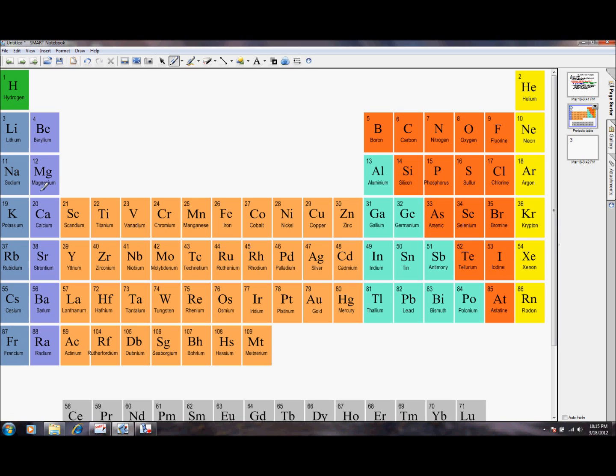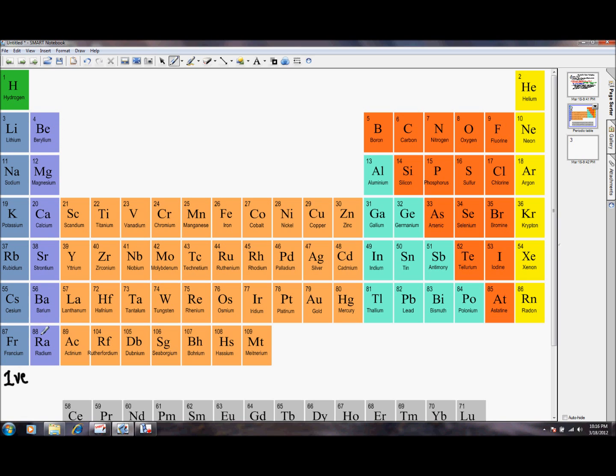Okay, we just said that sodium has 1 valence electron. That means that every member of this particular family also has 1 valence electron. I'll make that so it definitely looks like a 1.